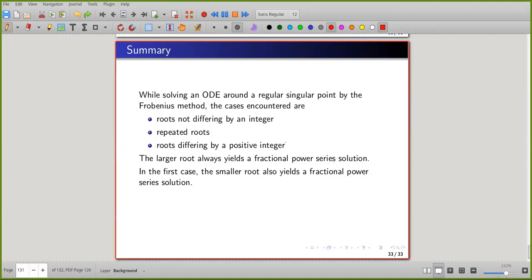In the first case, the smaller root also yields a fractional power series solution. In the second and third cases, the solution may involve a log term. Okay, so that sort of brings us to an end of this discussion. I will stop sharing this slide and go on to the next chapter. Let me stop sharing.